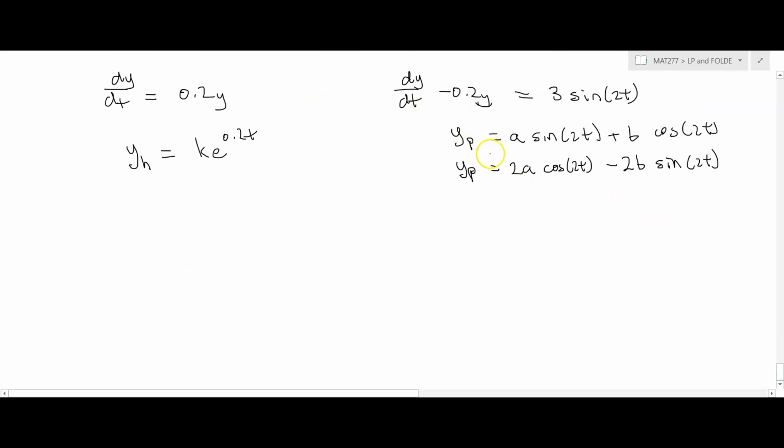All right, so now what I need to do is just go ahead and plug things in. That's the prime of y. Plug that in for dy dt. Plug in y sub p for y, and figure out what value of a and b will make these two sides equal. So it looks like a big messy thing, and kind of is at first, but now I'm going to plug in my derivative for dy dt.